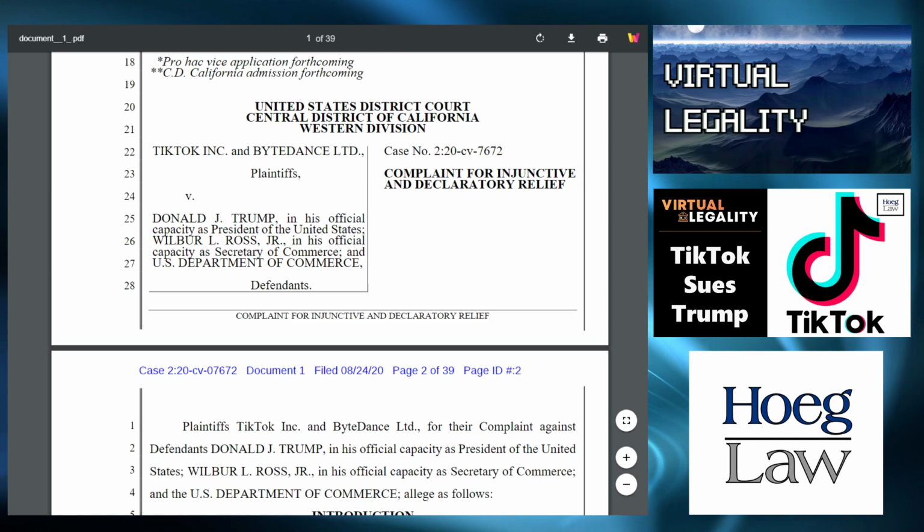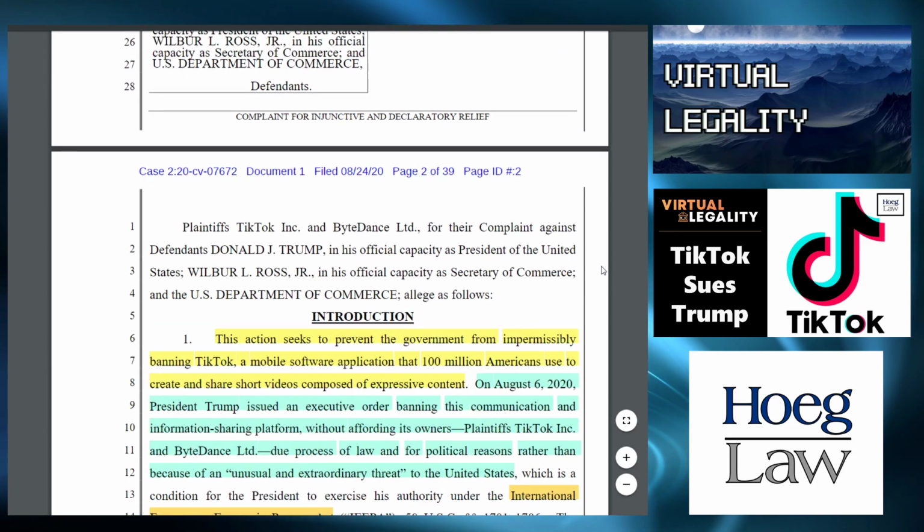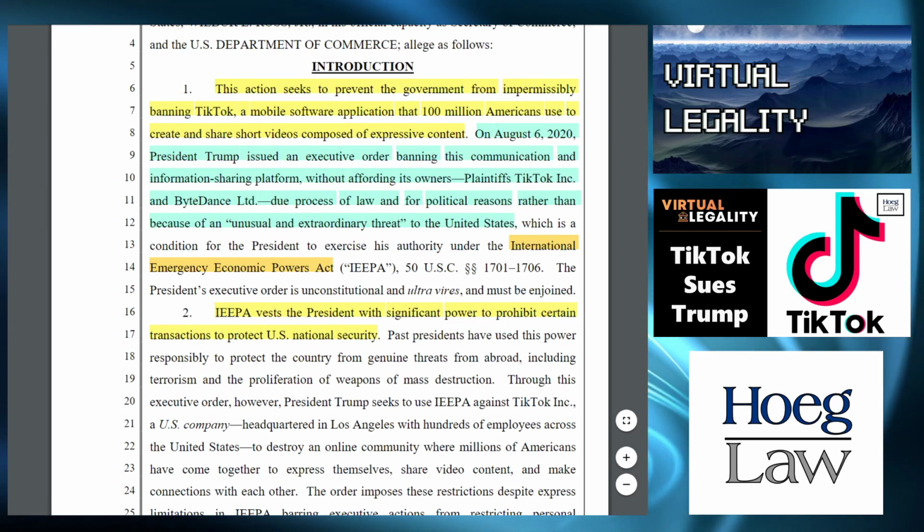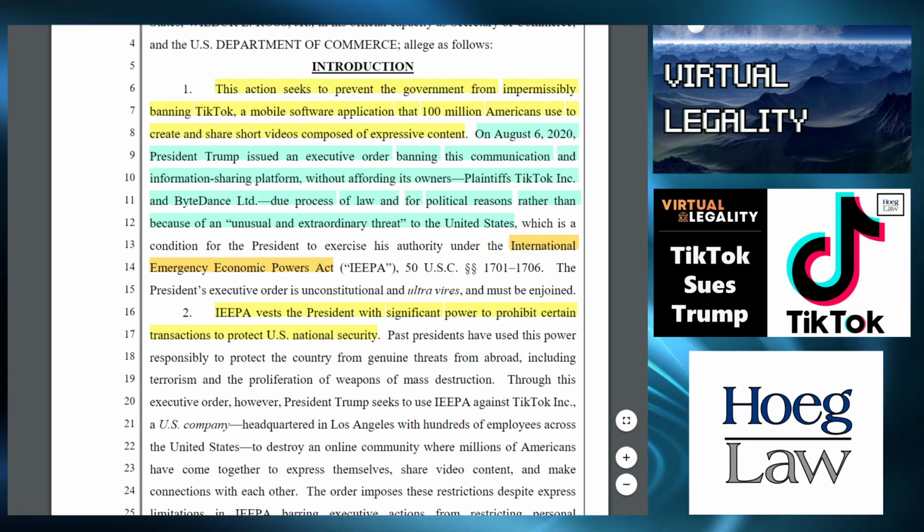So here you see a United States District Court, Central District of California lawsuit filed by TikTok Inc. and its parent company, ByteDance Limited, against Donald Trump and the Secretary of Commerce. And they say the following: this action seeks to prevent the government from impermissibly banning TikTok, a mobile software application that 100 million Americans use to create and share short videos composed of expressive content.